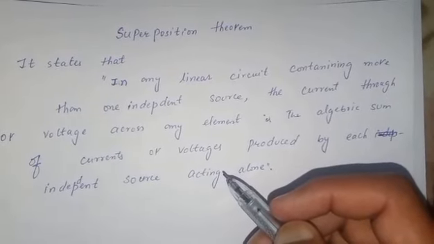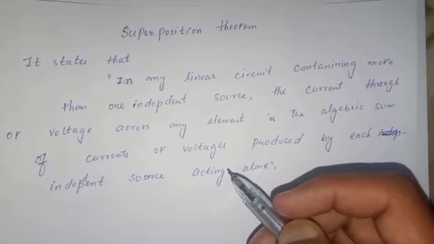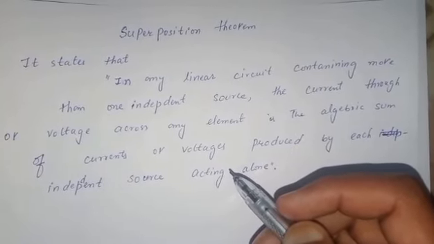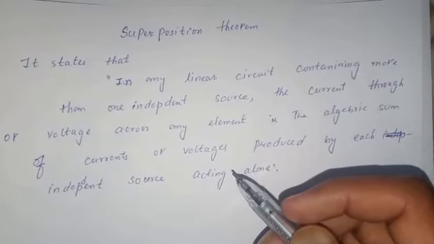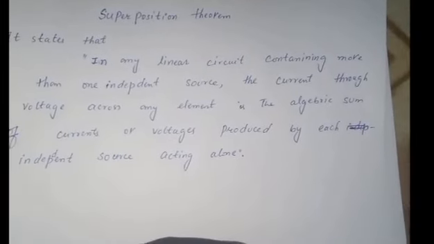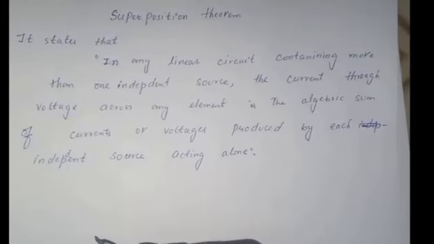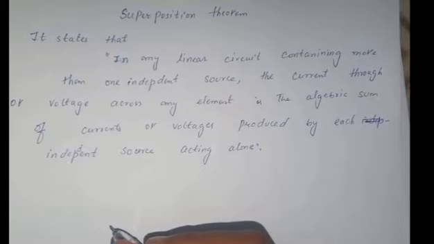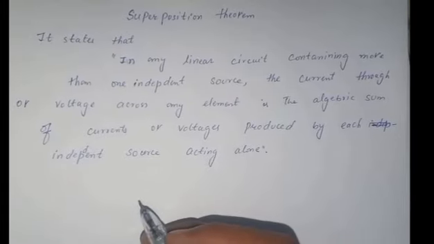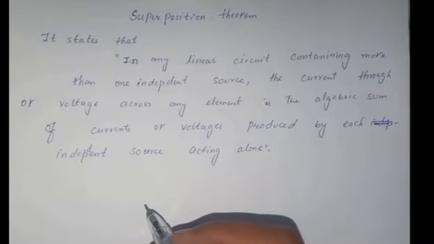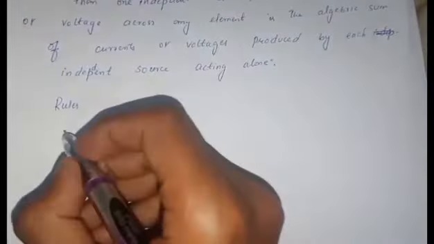In simple explanation, if a circuit has two or more sources, like a voltage source and a current source, then we cannot easily find the current directly. So we take one source at a time and we calculate the current or voltage produced by that source. Then we take the second source and calculate again. Finally, we add all the individual results to get the final answer. This is called superposition.